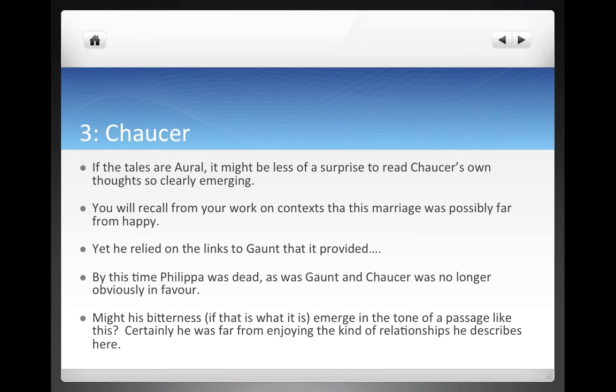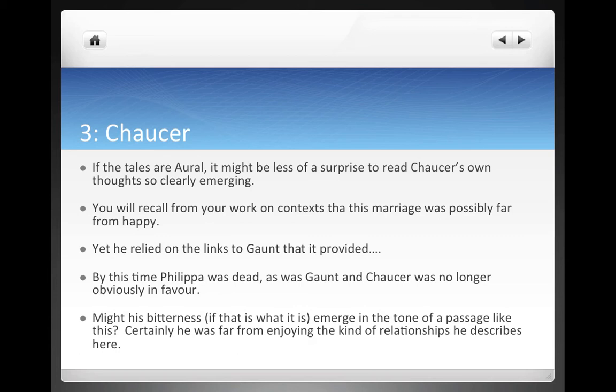Having said that, he also relied on the links to John of Gaunt and to the wealth and the patronage that his marriage to Philippa provided. Now, we can't say categorically whether it was a happy marriage or not. It was certainly a business marriage and probably not atypical of many marriages of the time. However, by the time the Canterbury Tales were being written, Philippa was dead, as was Gaunt.